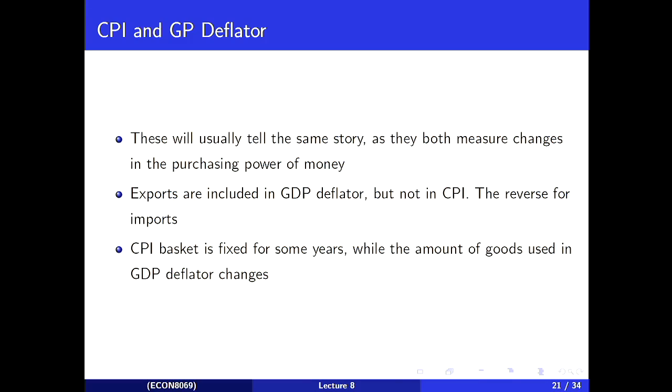Differences are, as we talked about, that exports are part of GDP deflator, but are not part of CPI. Similarly, imports are part of CPI because you import then consume, whereas they're not really part of the GDP deflator because they cancel out, since you import them and then consume them.